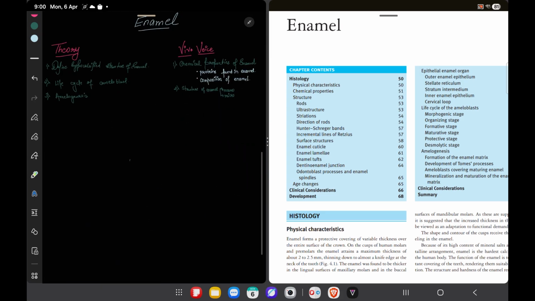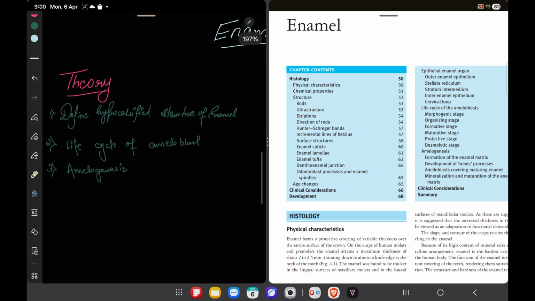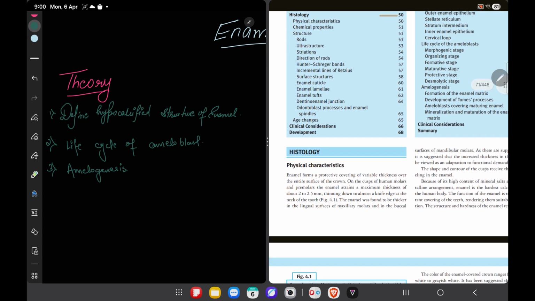So, as always, we will discuss theory questions and viva questions. I've taken a different approach. I also brought Orban's PDF with you guys, so we can discuss all the important topics that are covered in any paragraph, and all the questions that can be asked in your examination. So first we go down in the enamel chapter of Orban's histology. First is the physical characteristic.